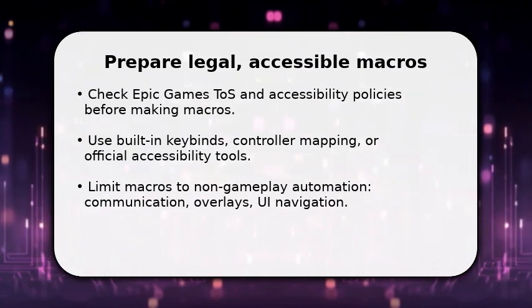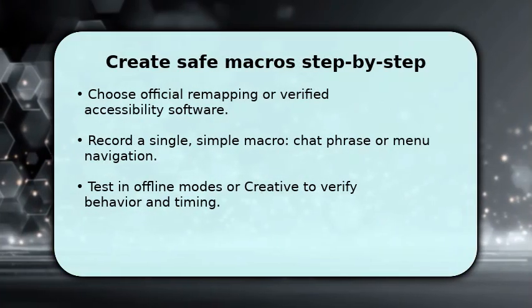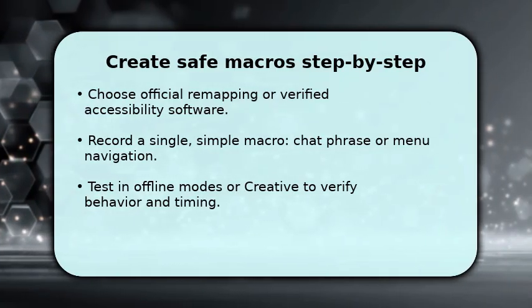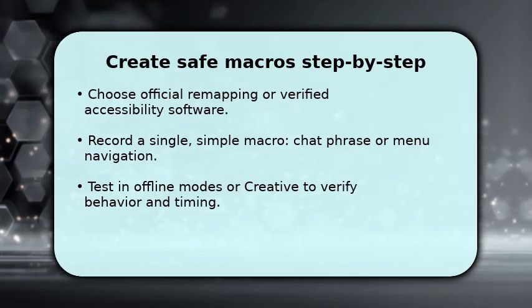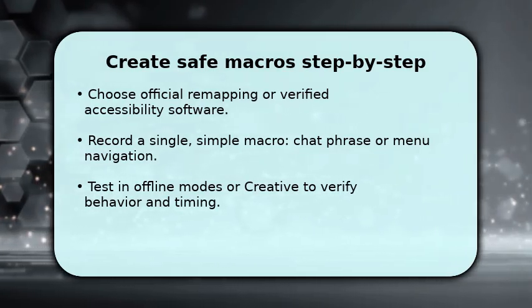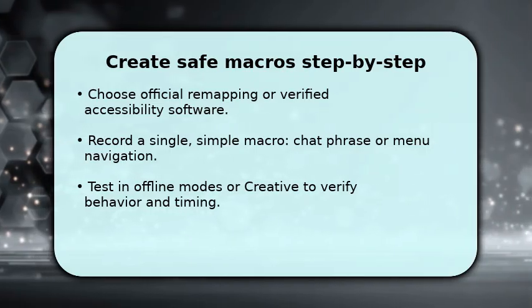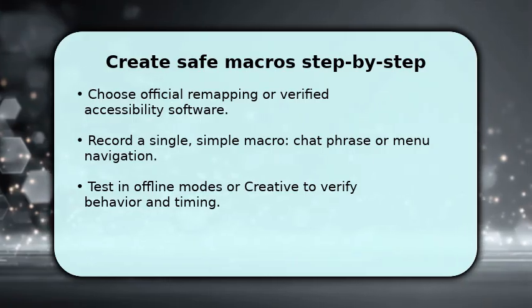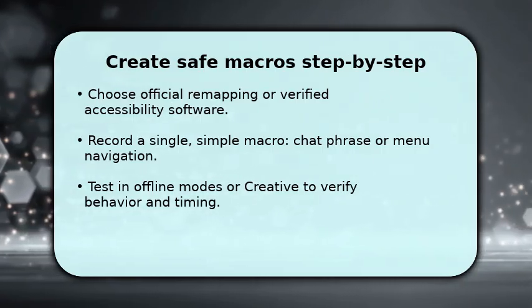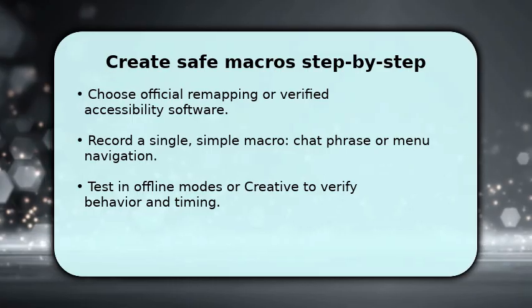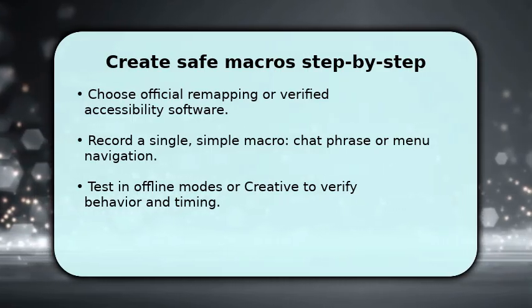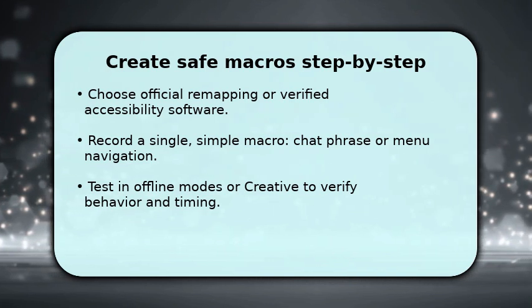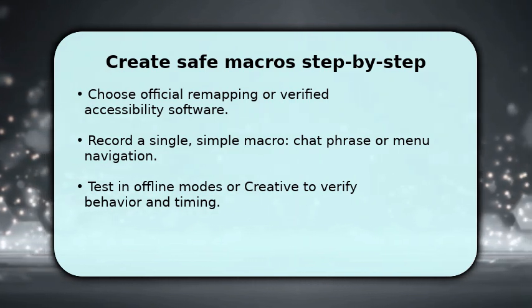You now build the macro using approved software. Pick the official remapper or an accessibility app that Epic recognizes. Once selected, record a single-purpose macro, one chat line or a menu navigation sequence, so you're not automating aiming, building, or firing. After recording, adjust timing and delays. Make sure the macro acts like a manual shortcut rather than a multi-action script. Finally, test in creative or offline modes to observe behavior and ensure it never triggers unintended gameplay inputs.